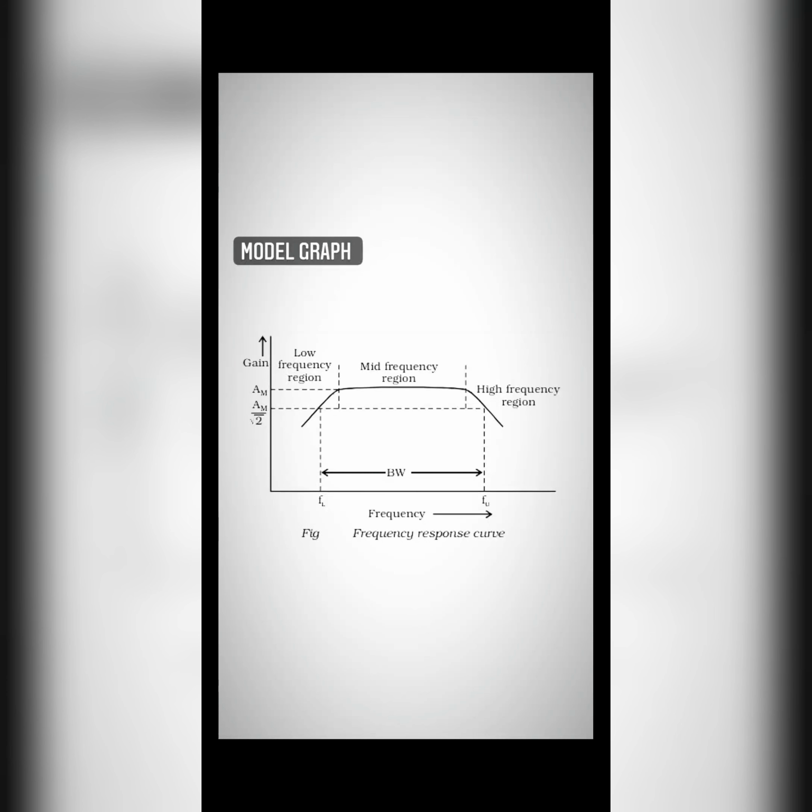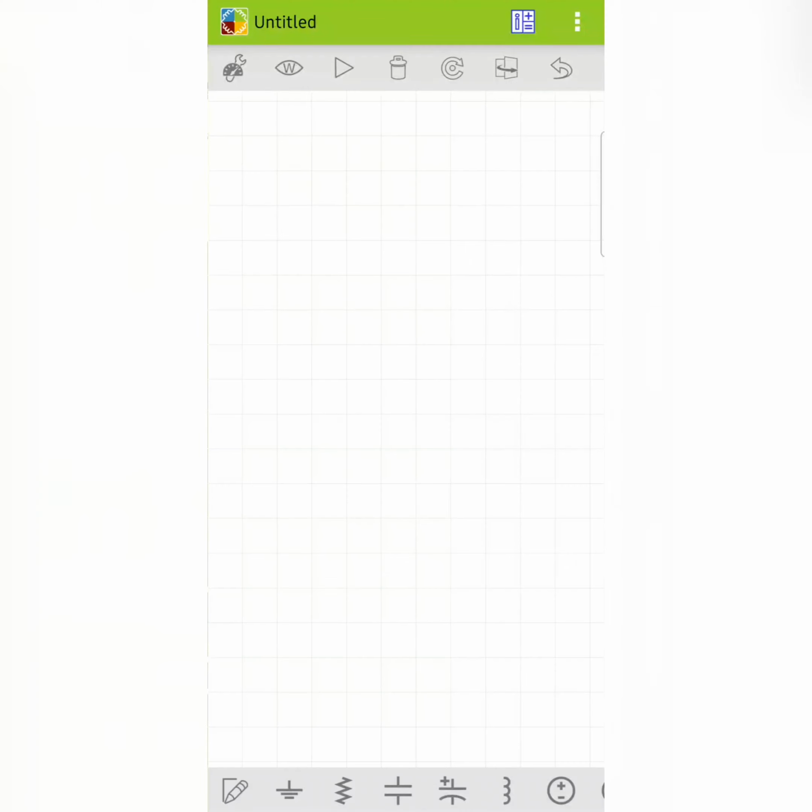This is the model graph for the frequency response curve of the common emitter amplifier. This graphical representation is drawn on a semi-log graph because one scale is logarithmic and the other scale is linear. Here the frequency on the x-axis is logarithmic and the gain on the y-axis is linear. Now let's see how to design and get the output for a common emitter amplifier in this Electric Circuit Studio app.